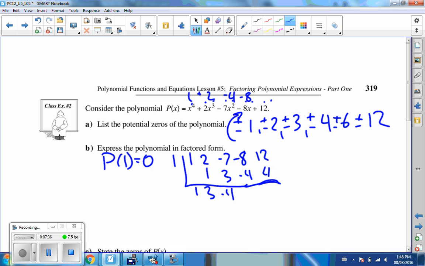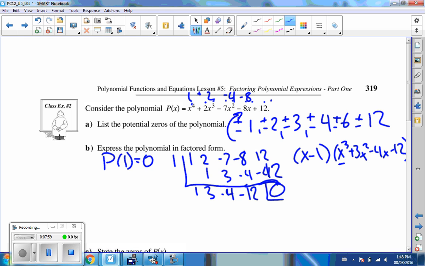All right, back to work here. This is going to be negative 12. 12 plus negative 12 is 0. Whew, that was close. Okay, so now I know that an x minus 1 came out. My remaining thing would be x cubed plus 3x squared minus 4x minus 12.